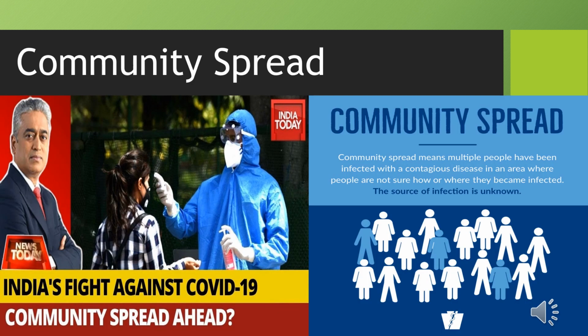Community spread. What does it mean? Is it spreading in the community? It's basically getting infected without knowing any source, where you have got the infection from. If you don't know that, we say it is community spread. Here also you can see the definition. Community spread means multiple people have been infected with a contagious disease in an area where people are not sure how or where they became infected. So that's community spread.